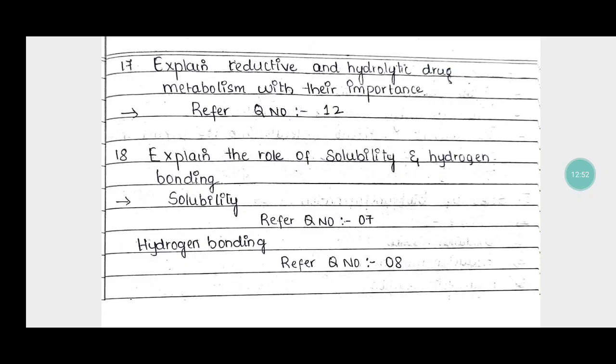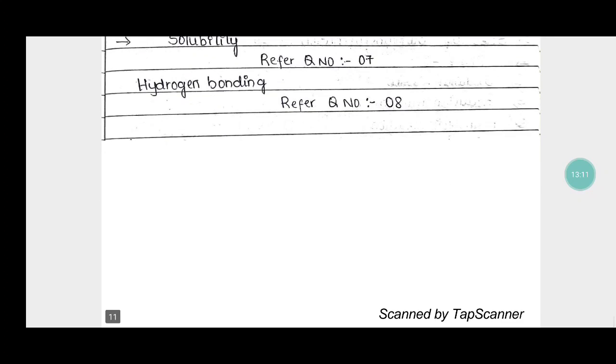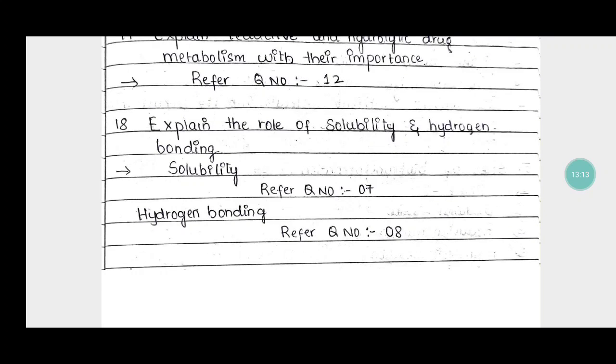Explain the reductive and hydrolytic drug metabolism with their importance. So for this answer, refer question number 12. Explain the role of solubility and hydrogen bonding. Refer solubility as question number 7 and hydrogen bonding as question number 8. So here we finished the 5 marks questions and answers for the first unit.